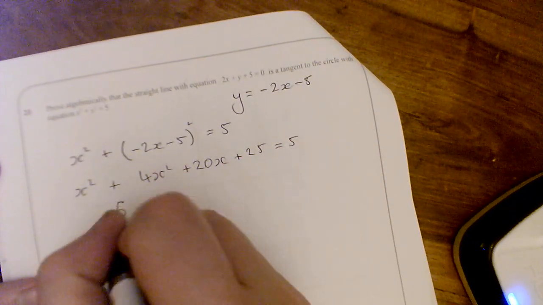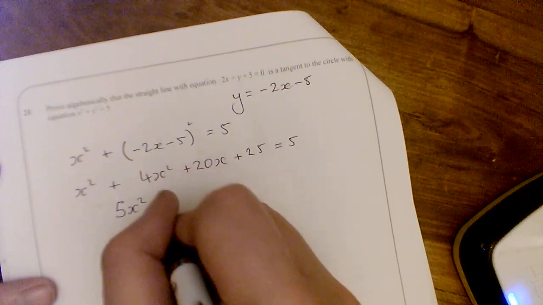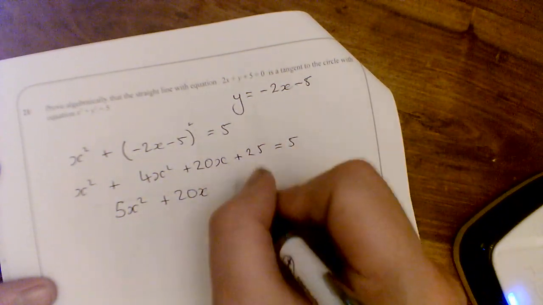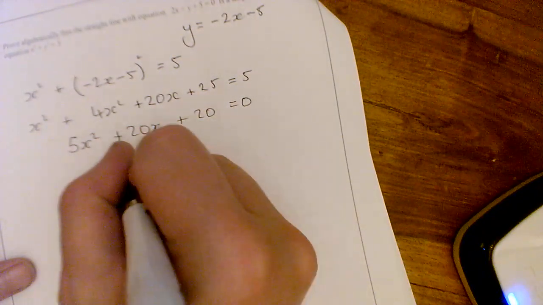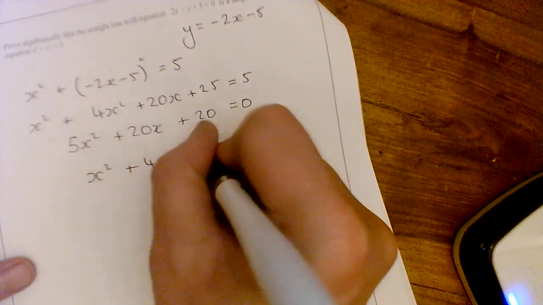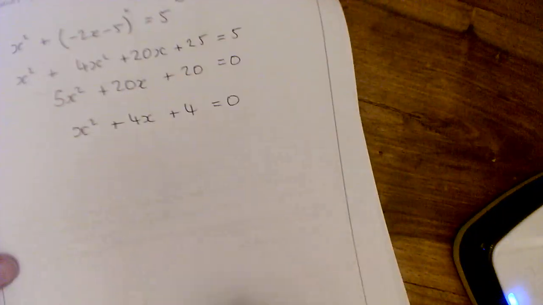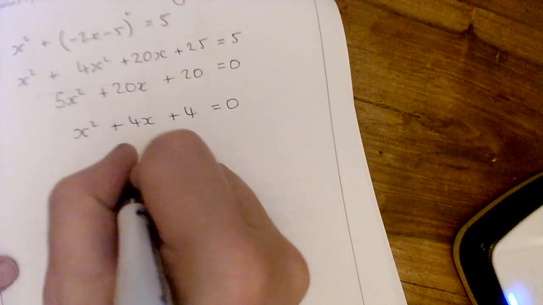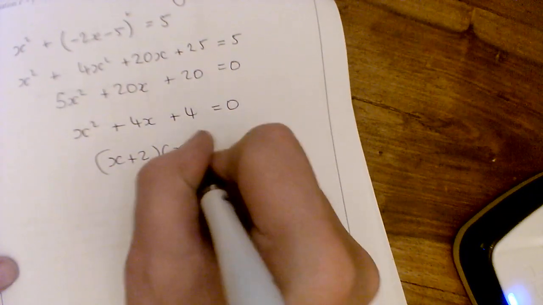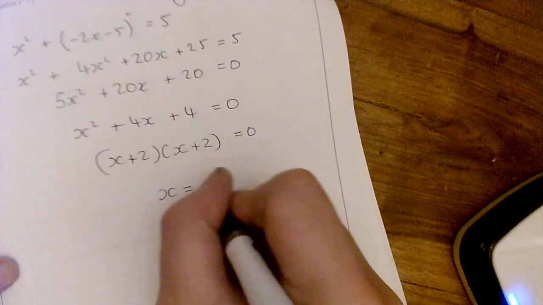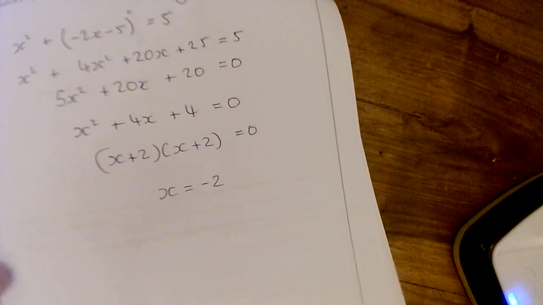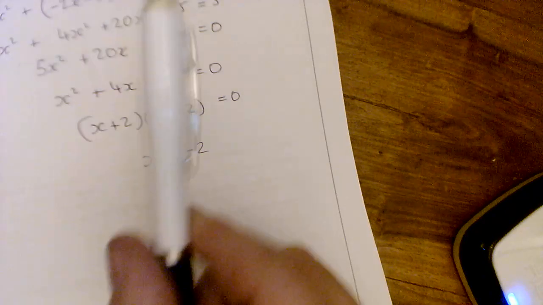Tidying this bit up, you can have 5x squared plus 20x, and then we can bring this 5 over to make that plus 20 equals 0. I noticed everything being divided by 5 now, so that's x squared plus 4x plus 4 equals 0, and this you can factorise to x plus 2 times x plus 2 again, and that would give me that bit equals 0, so x equals minus 2. And now what this does, we can see it's only got one solution, which means the line and the circle only hit each other once.